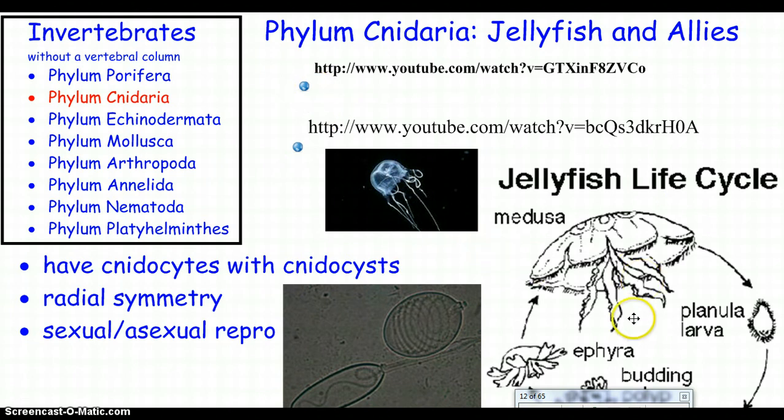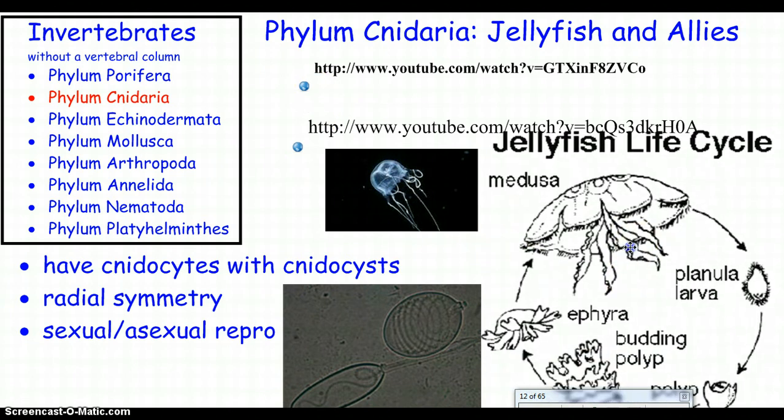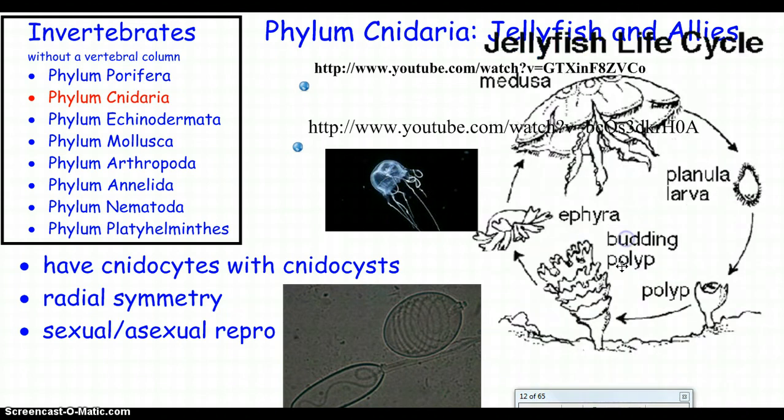This is the life cycle of a jellyfish. So it goes between the medusa stage, which is the one that you're used to seeing, and also the polyp stage, which is where it reproduces asexually, which is interesting. This is a picture of the stingers that cnidarians have. So the cnidocytes are the cells that have this. So here's a cnidocyte with cnidocysts. The cell is a cnidocyte, and the coiled up stinger is the cnidocyst. So jellyfish exhibit radial symmetry and they undergo sexual and asexual reproduction.